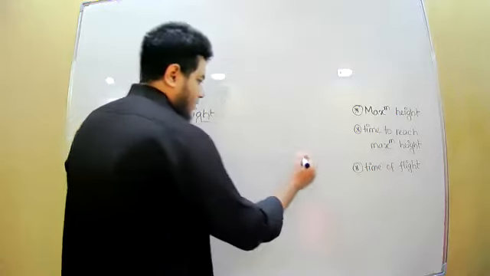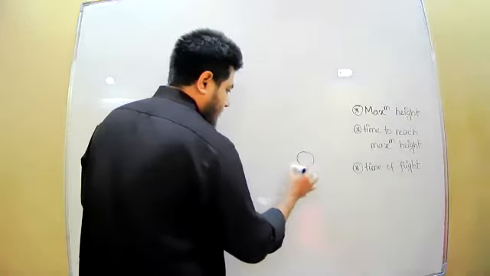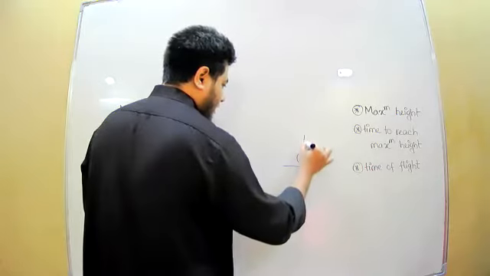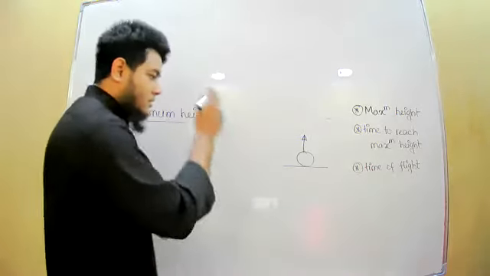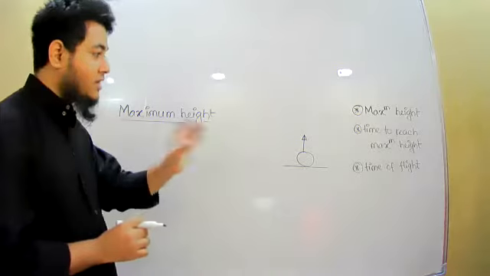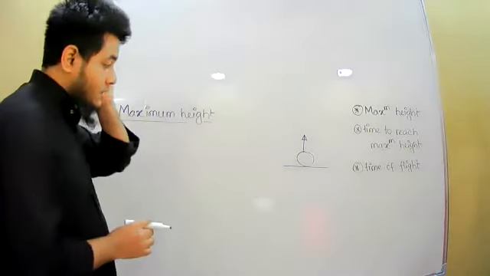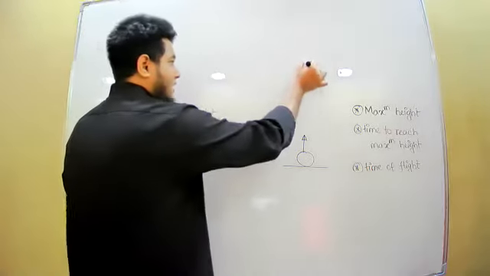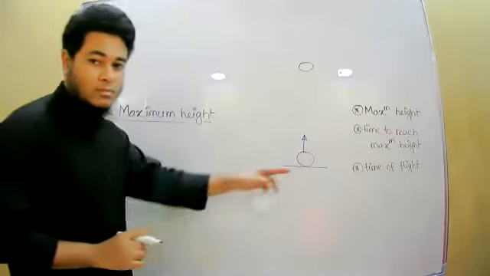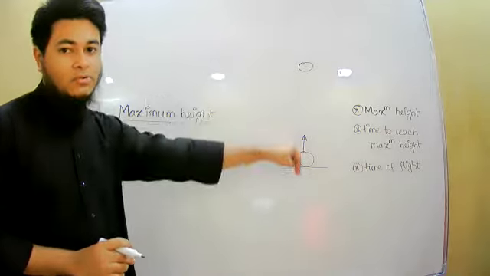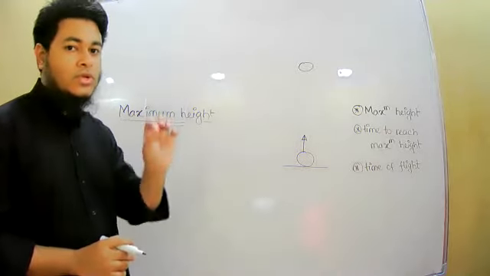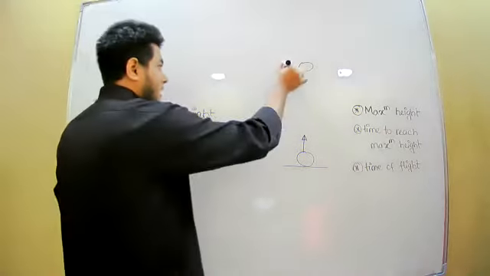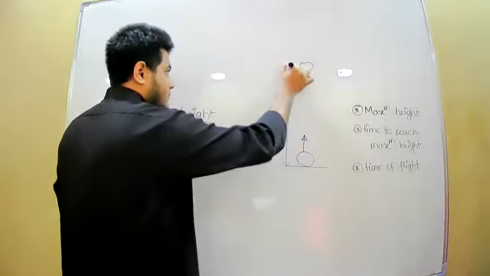Let us say we have a body on the ground, and from the ground I have thrown it in the upward direction. This is a vertically projected body. So what will happen? We all know and agree that there is a certain height up to which the body will go, and then it will come back to the earth again, right?